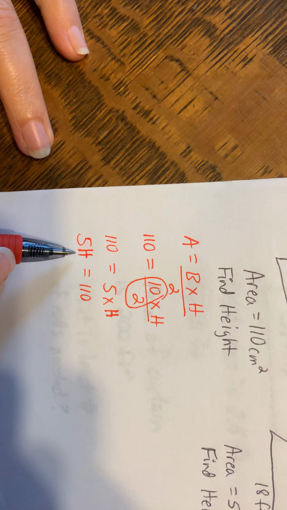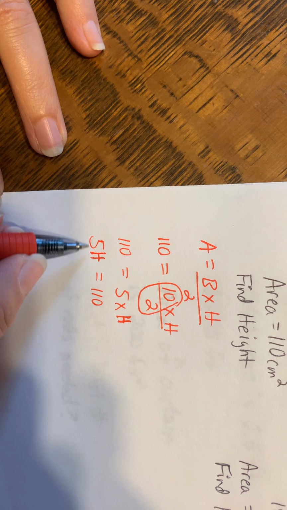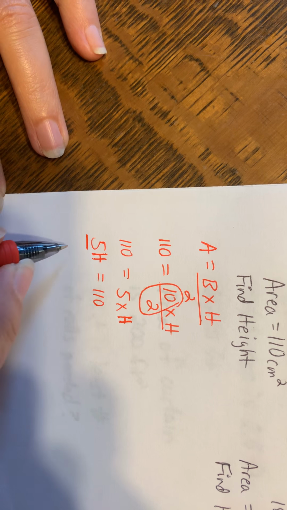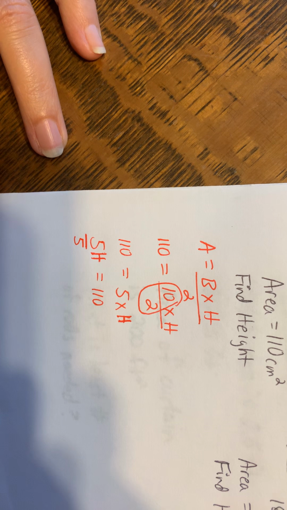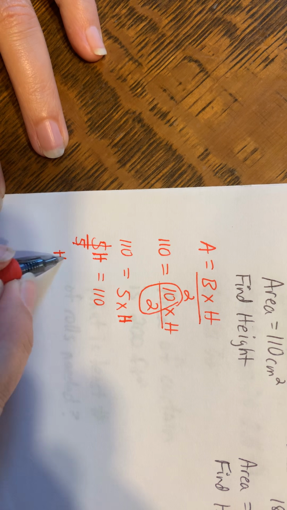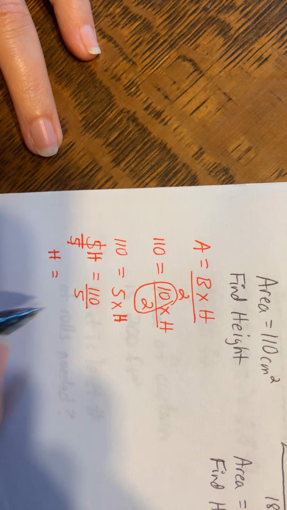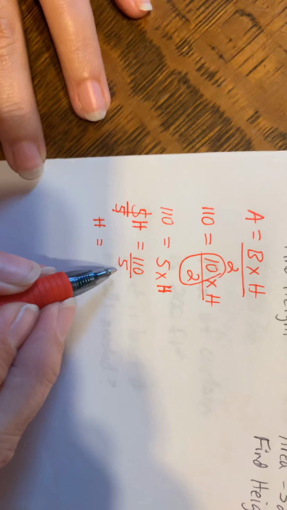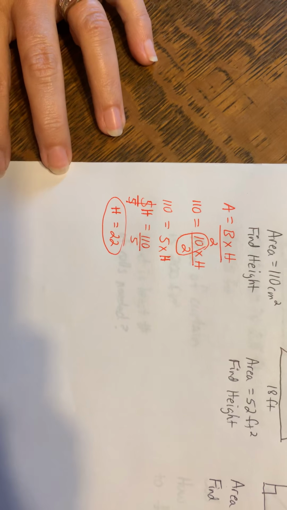And now to solve for H, I need to get H by itself. So to solve for H, instead of multiplying 5 times H, I'm going to do the opposite of multiplying, which is dividing. So to divide and get rid of that 5, I'm going to divide it by 5, which cancels it out and leaves me just H. But since I divided the left side by 5, I'm going to have to divide the right side by 5, which means that's 110 divided by 5, which gets me 22. So my height will equal 22.